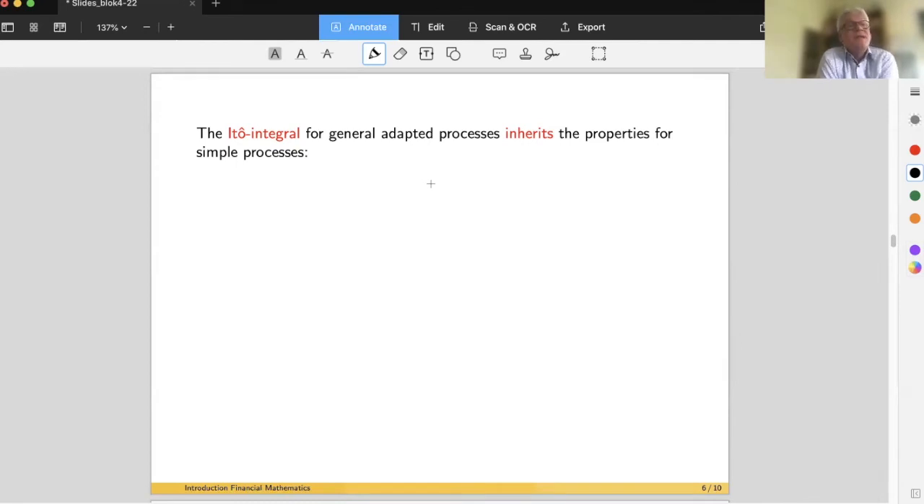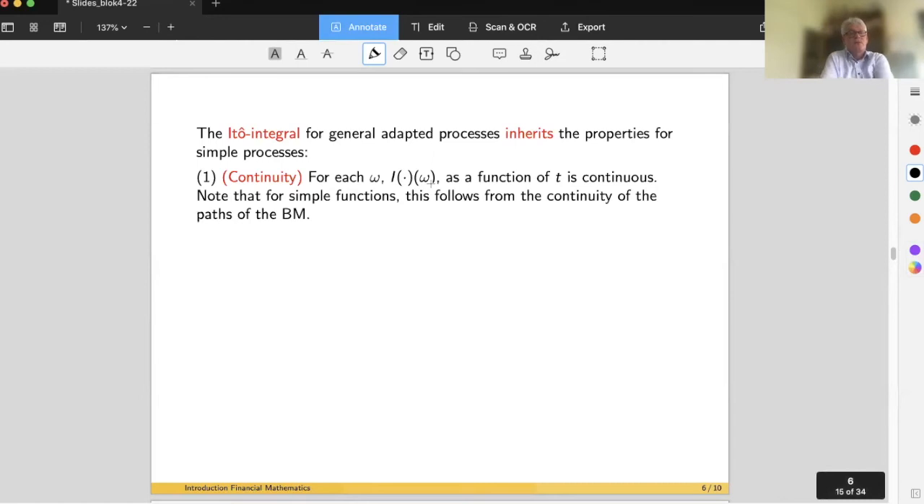And we will repeat these properties. Remember them because we will use them all the time. The first one was continuity. For each omega, so we have an event, for each event, I_t(omega) is a function of t, and it's continuous. Note that for simple functions, this follows from the continuity of the paths of the Brownian motion.